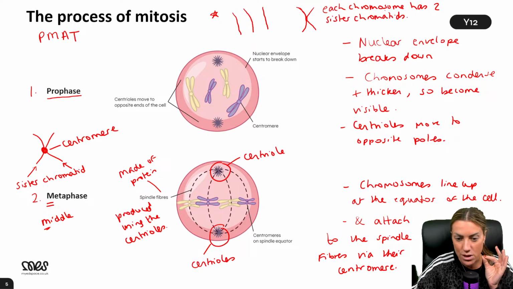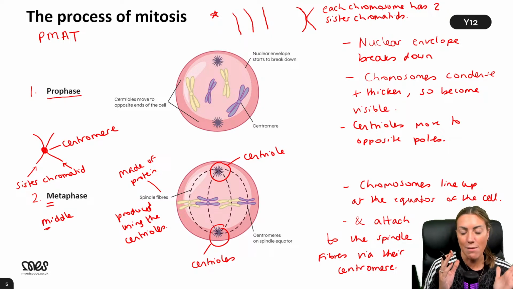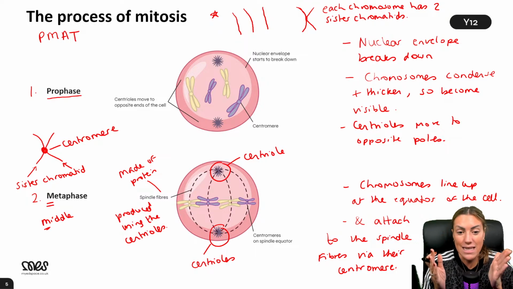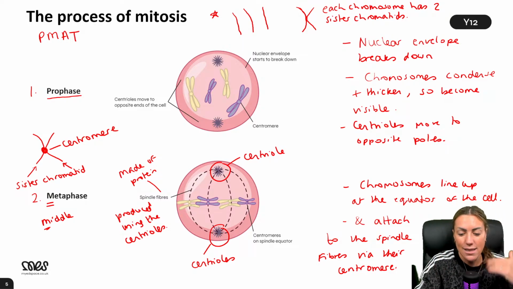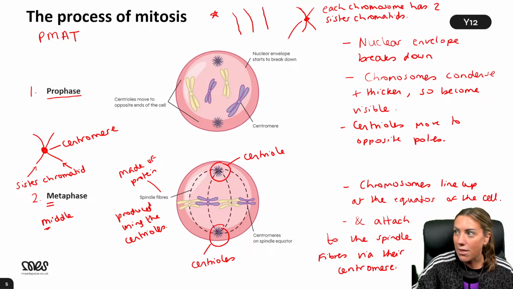Okay, so we've got some new language there. Before DNA replication, we just call them chromosomes, and they just look like single threads. After DNA replication, which happens during interphase, each chromosome now has two sister chromatids, because you've replicated the DNA. So instead of being like this, it's now like this. We call each side a sister chromatid, and they are held together by the centromere.